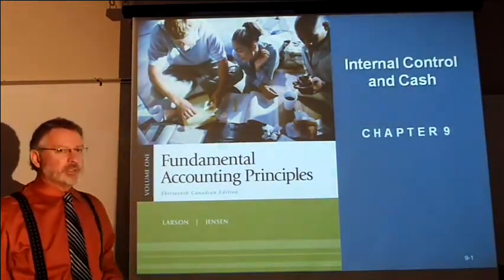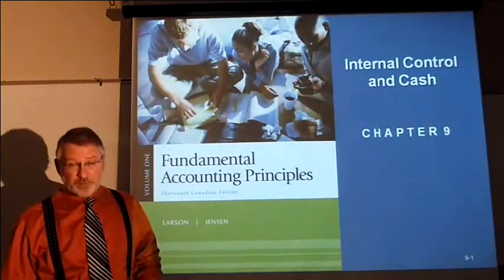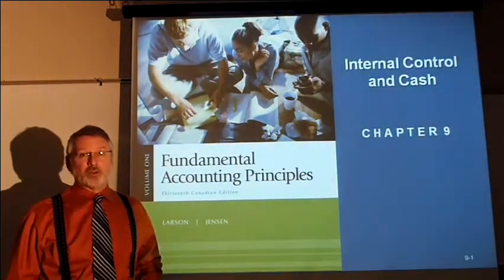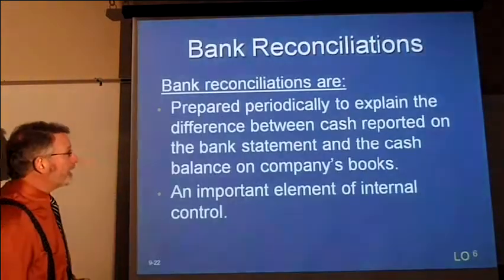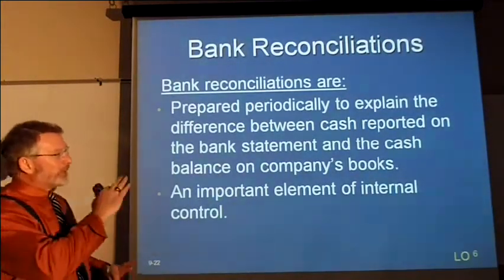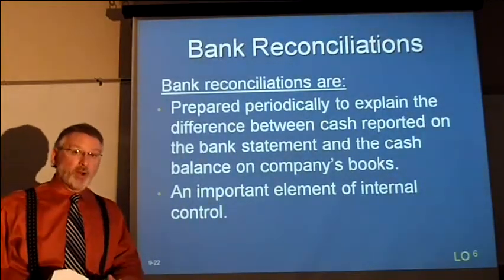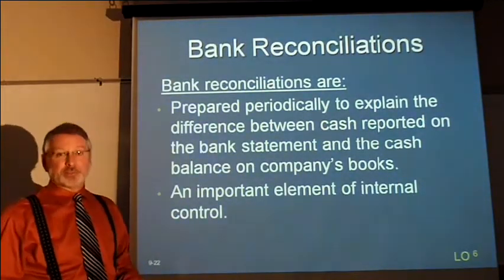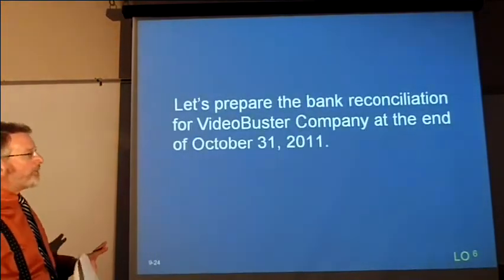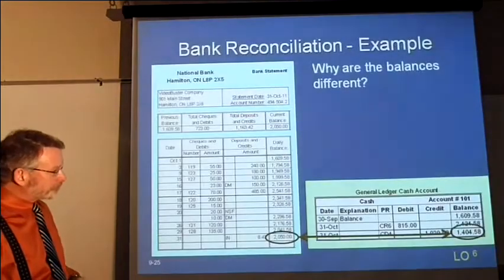So we're actually going to do the bank reconciliation for Video Busters from the textbook, which is from pages 454 to 457. So the bank reconciliation is prepared periodically, and it explains the difference between the cash reported on the bank statement and the cash reported in our books, sometimes called the balance per books or the balance per the general ledger. So we'll prepare that bank reconciliation. We're talking about October 31st, 2011.